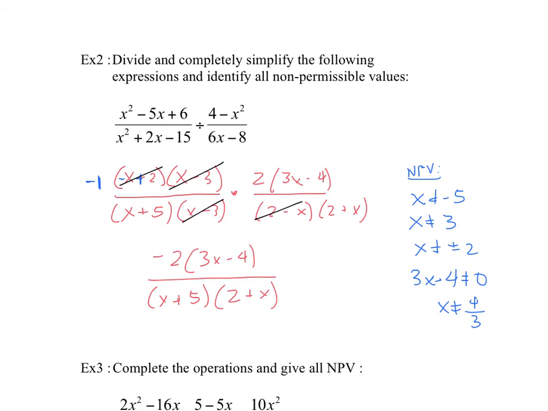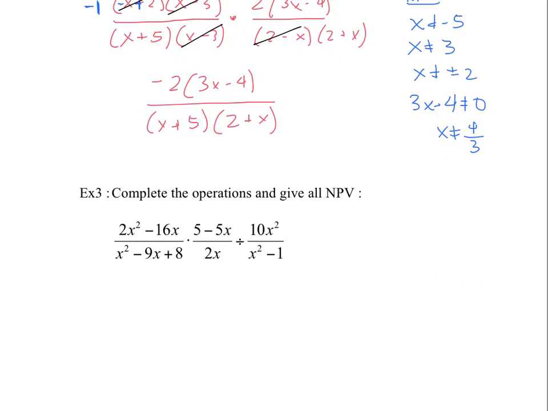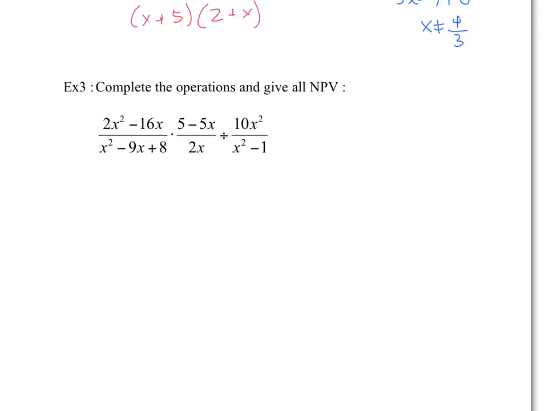Okay, so what you really need to get out of that is that whenever you divide by a fraction, both the numerator and denominator cannot equal 0. So you're going to have extra non-permissible values. Alright, and the last example, notice that we have a multiplication and a division in this expression. So don't forget, this whole thing cannot equal 0. That's something that we learned from the last example.